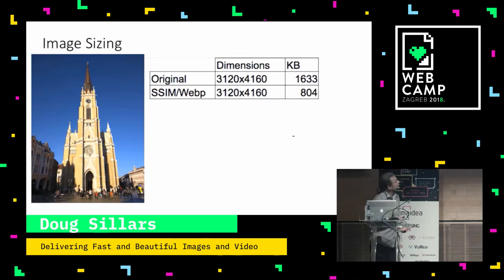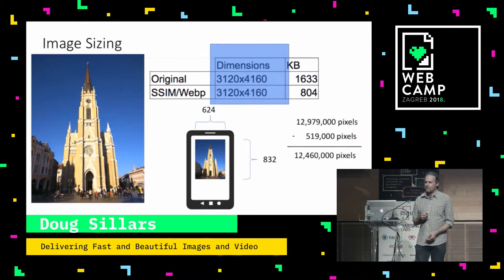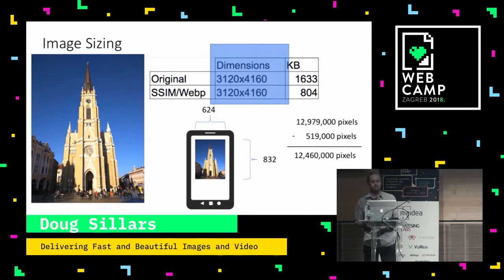Image sizing. So here's an image of a church. I took it with my phone. Again, I do everything. I get it from 1.6 megabytes down to 800 kilobytes. But the problem is it's still 13 megapixels. And when you download that to a phone, the phone downloads 13 megapixels and throws away 12.4 million pixels to put it up on the screen.